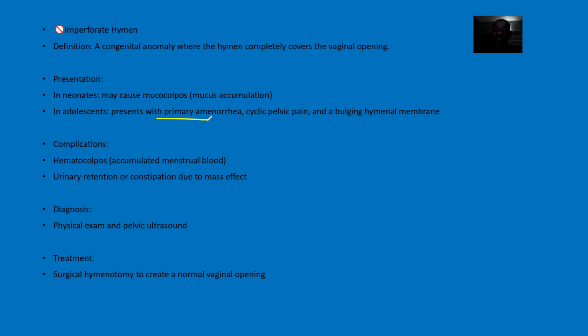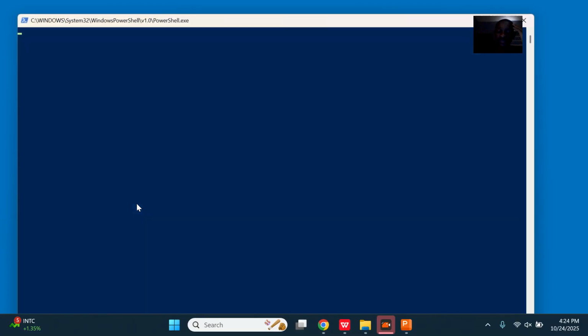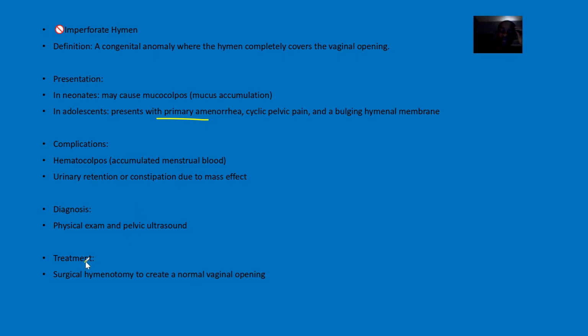It can lead to accumulation of menstrual blood when the person hits menstruation age. It can also cause urinary retention. Diagnosis is by physical examination. For treatment, you can surgically create an opening in the hymen.